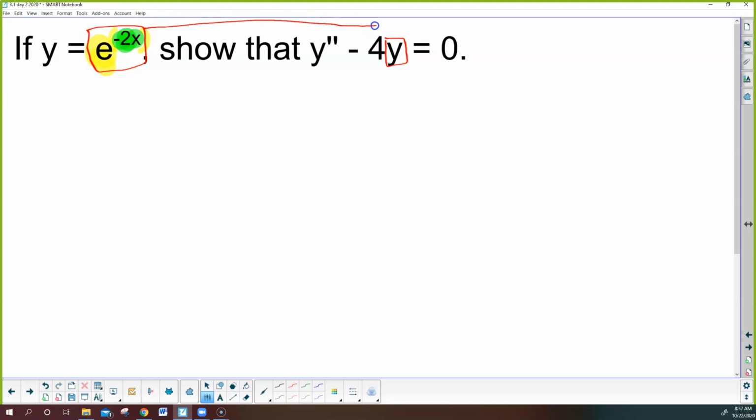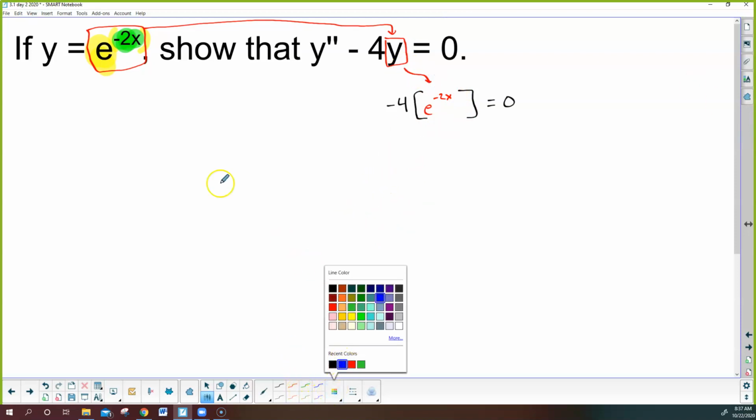So if I'm going to start showing this, I'm going to plug y into that part. So I'll have the second derivative minus 4 times whatever y is. My goal here is really to find the second derivative. That's going to go in this little blank space here. But let's plug in what we know about y. y is e to the negative 2x. I basically did substitution there, which means the work we have to do is find the second derivative.